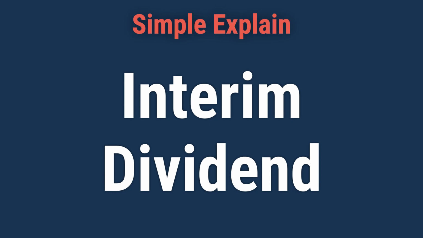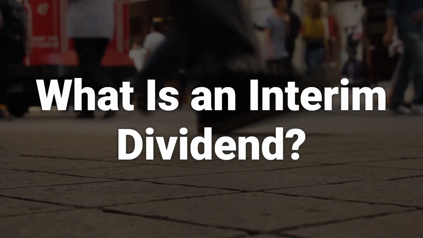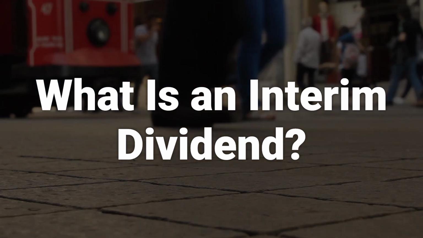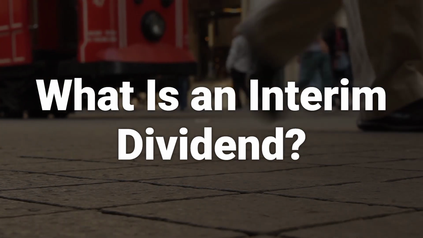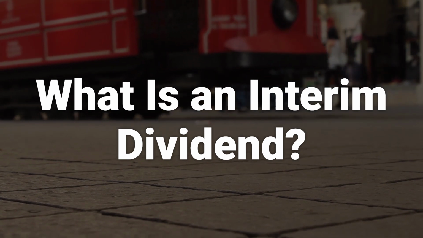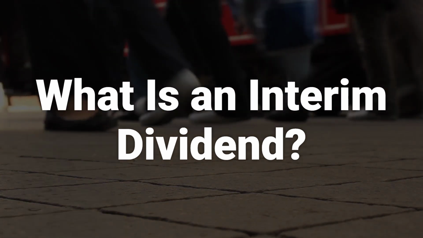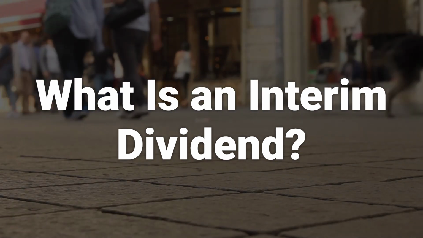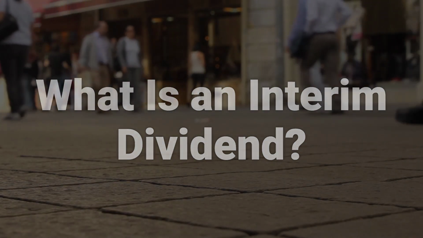Today, we will talk about the concept of an interim dividend and its importance in the financial world. An interim dividend is a dividend payment made before a company's annual general meeting and the release of final financial statements. This declared dividend usually accompanies the company's interim financial statements. The interim dividend is typically the smaller of the two payments made to shareholders.